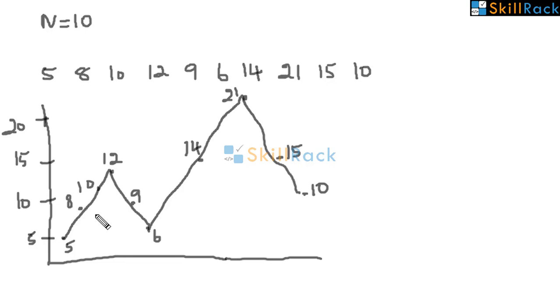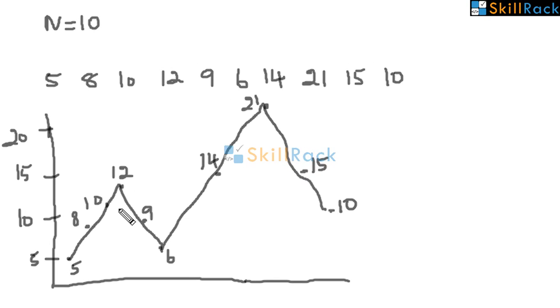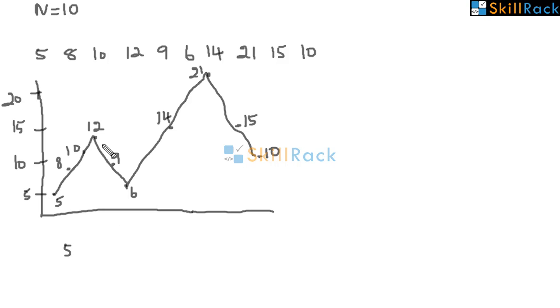So because we can buy and sell multiple times, we have to buy when the value is at a valley. Valley in the sense bottommost point, and peak means the topmost point. So here we can buy at 5 and sell at 12. So the profit will be 12 minus 5, which is 7, plus you can buy at 6 and sell at 21. So the profit will be 21 minus 6, which is 15. 7 plus 15 is 22.